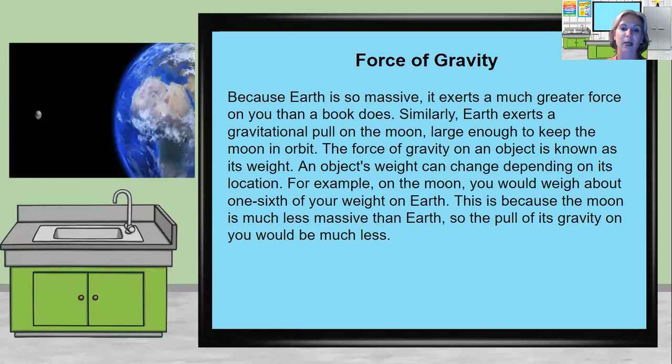Force of gravity. Because Earth is so massive, it exerts a much greater force on you than a book does. Similarly, Earth exerts a gravitational pull on the moon, large enough to keep the moon in orbit. The force of gravity on an object is known as its weight. An object's weight can change depending on its location. For example, on the moon, you would weigh about 1/6 of your weight on Earth. This is because the moon is much less massive than the Earth, so the pull of gravity on you would be much less.